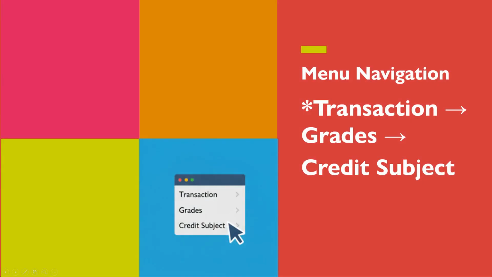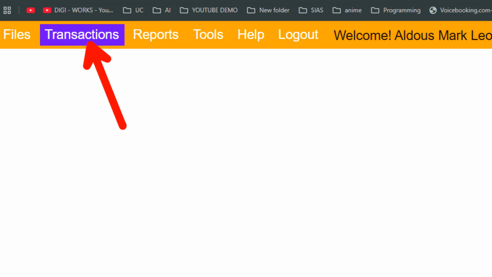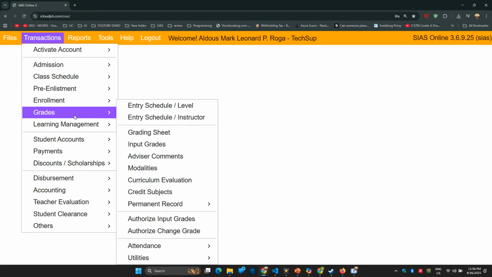Now, to credit a subject in SIAS, we need to follow the correct navigation path. From the main menu, go to Transaction, then select Grades, and finally click on Credit Subject. This will take us to the page where we can start processing the subject crediting for the transferred student. Now, follow along with me as I select the Credit Subject menu. Once clicked, the system will direct us to the crediting panel, where we can begin working on the transferred student's records.